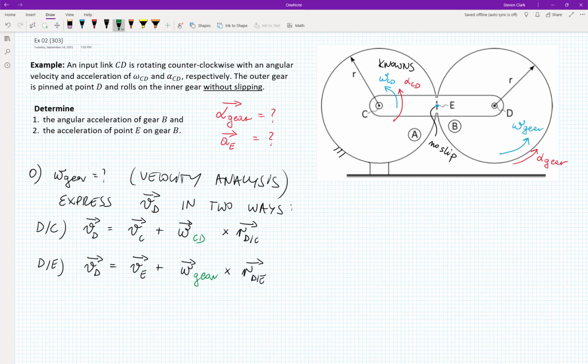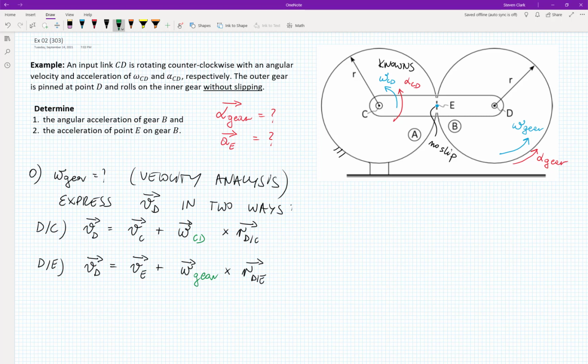Omega C causing velocity v relative to C, and then the omega gear is causing a component velocity relative to V. More or less. However, I would not accept that answer. So I will give you an answer.